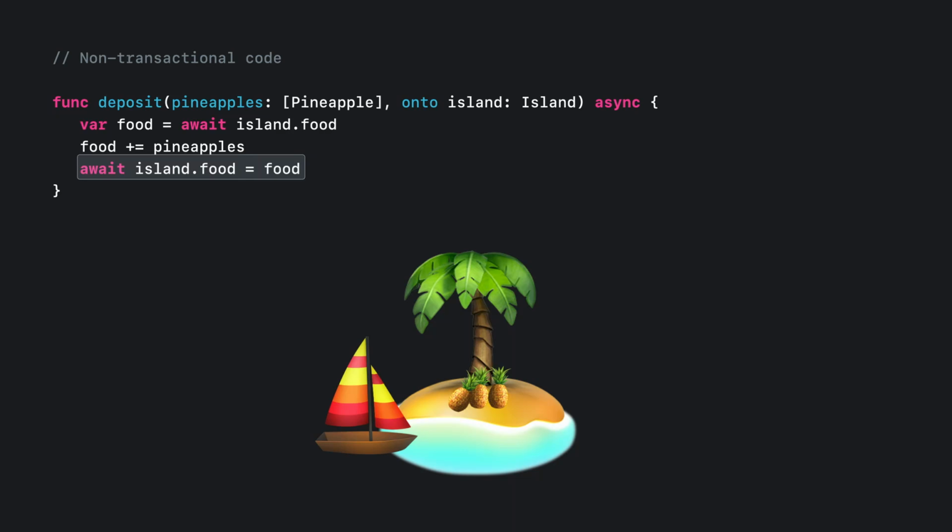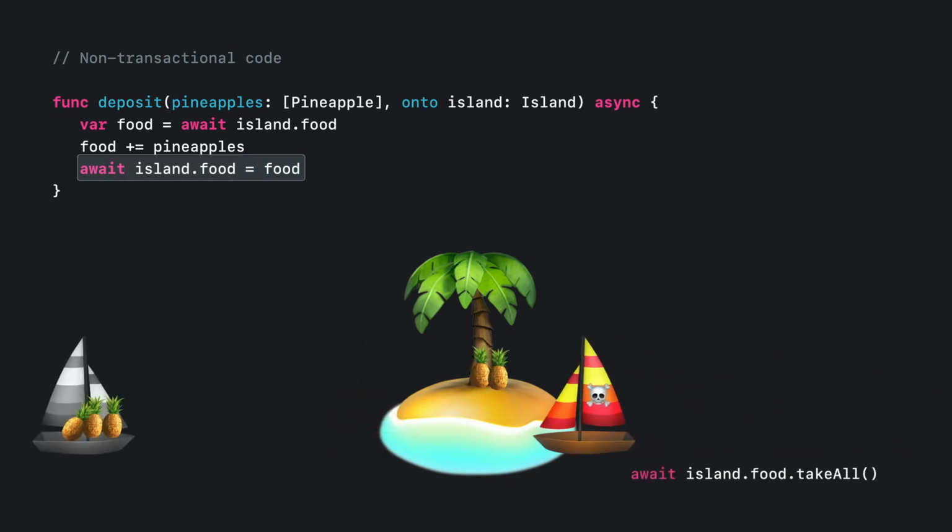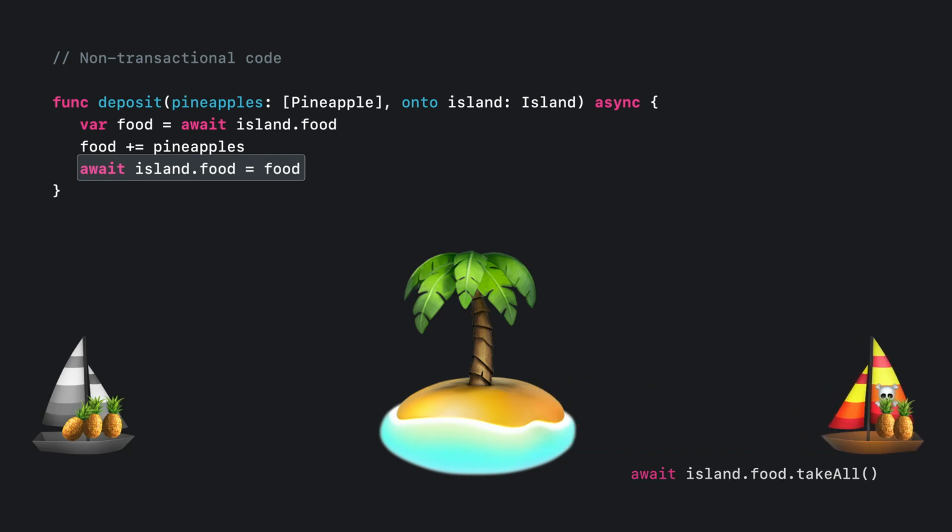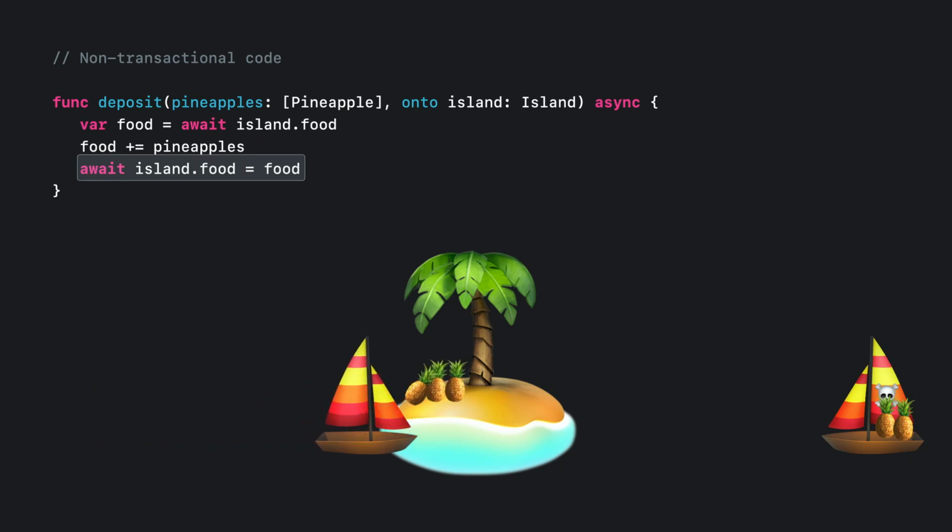But things could have gone a bit differently. Let's say a pirate ship snuck in and stole all of the pineapples while our first boat was waiting its turn to visit the island. Now our original ship deposits its 3 pineapples on the island, and we notice a problem. The 3 pineapples has suddenly turned into 5 pineapples.